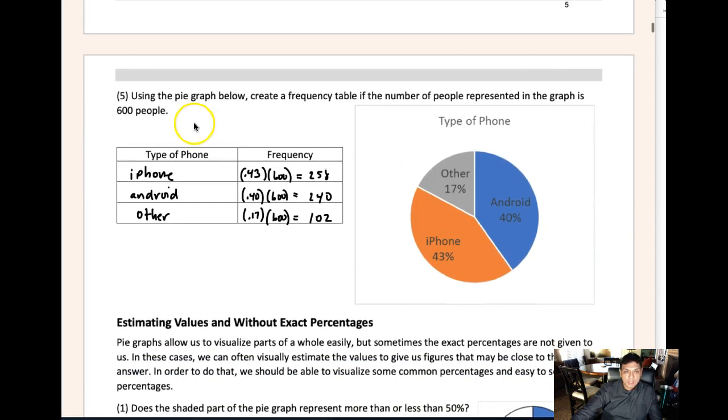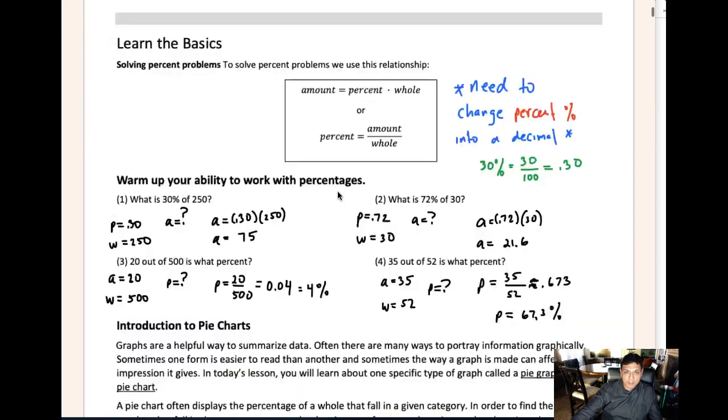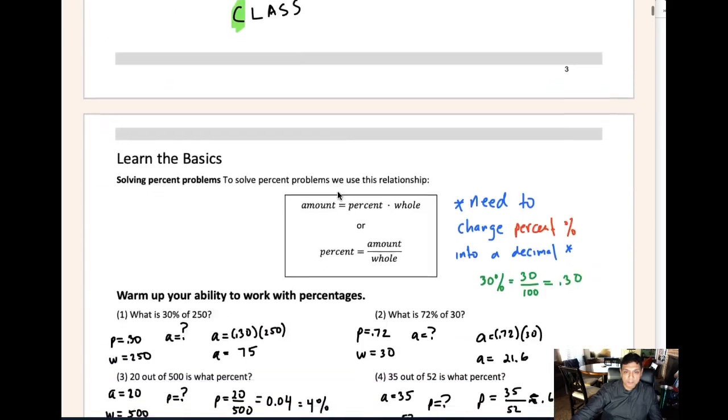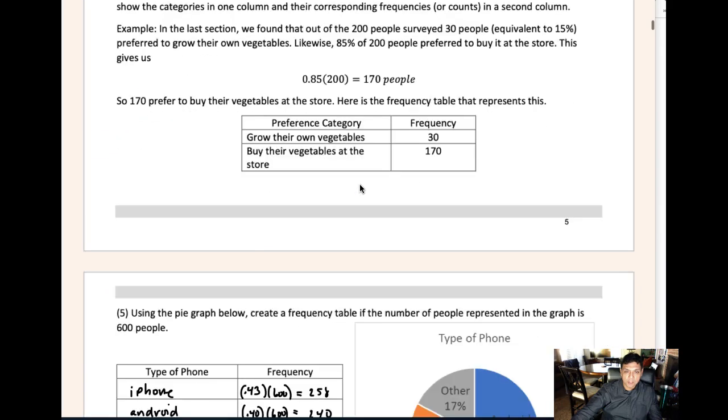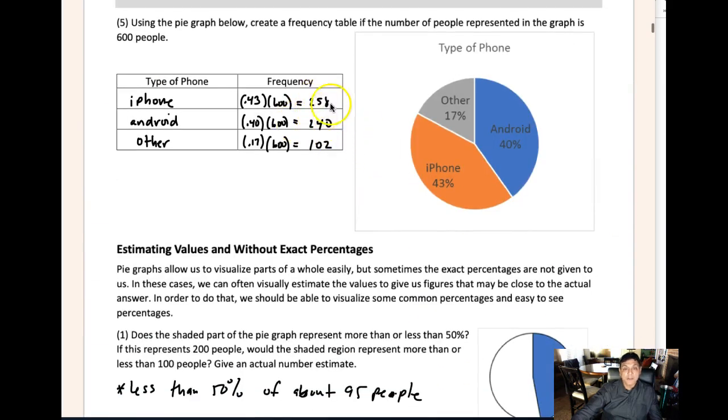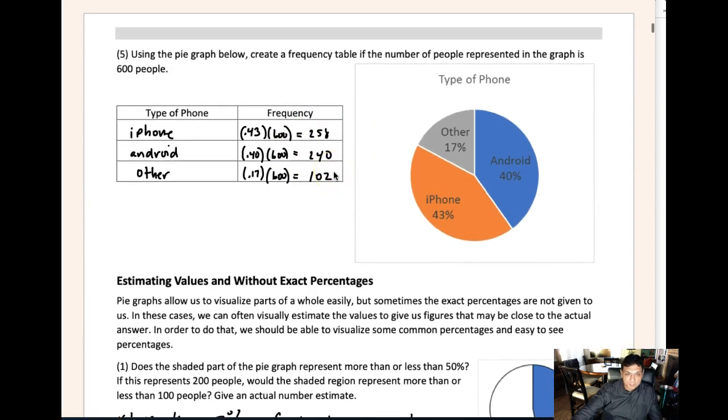So what would we do in this case? Here's a pie graph. You can see it in percents, and if we know 600 people are represented in this table here, what would the frequency table look like? First, you would categorize the different sections we have, iPhone, Android, other, and then we take the percent of the whole. That comes back to what we originally had, this formula here. Amount is percent times whole, so we'd end up doing some multiplication there. And so you can see those are the values you would get there.